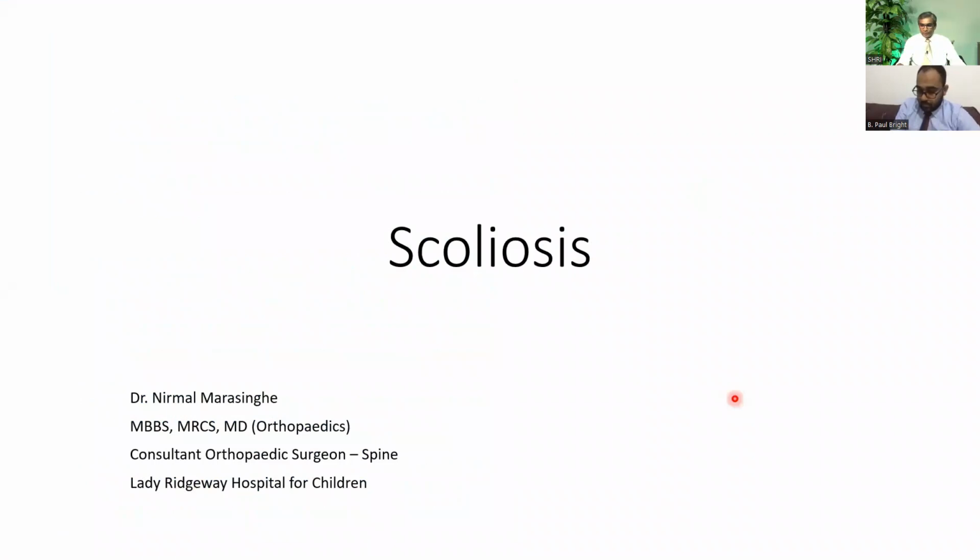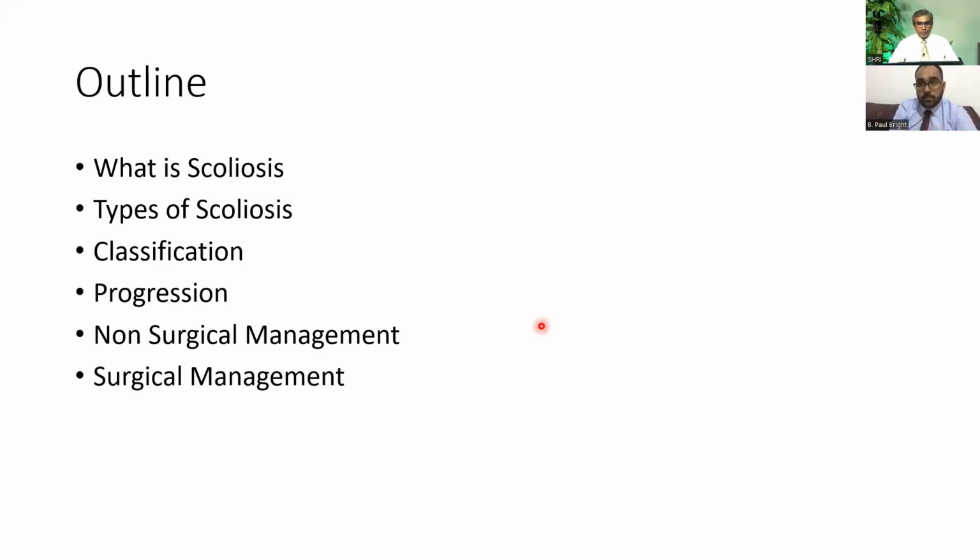And as Paul introduced me, I'm Dr. Nirmal Marasinghe. I'm the consultant orthopedic surgeon at LRH. I'm taking care of spine surgery at LRH. So today's topic is scoliosis. Let's move on with the presentation now. Basically, I'll be talking about what is scoliosis, types of scoliosis that we find, a little bit about the classification and progression of curves, as well as non-surgical management and the surgical management.